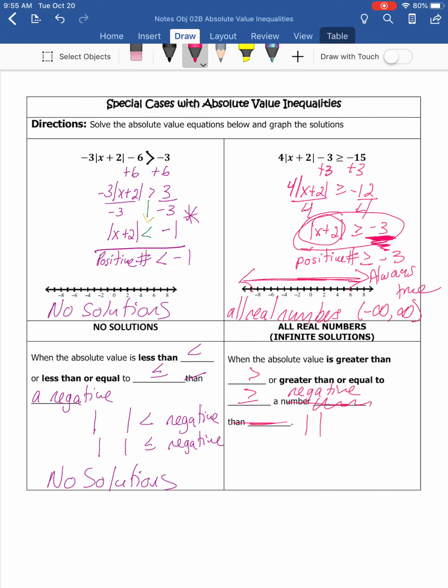So we have our absolute value. If it's greater than a negative, we have our absolute value greater than or equal to a negative. This is going to be all real numbers, or from negative infinity to positive infinity. So that's how you do inequalities. Just a couple things to remember, but hopefully you'll have your notes and everything next to you soon.